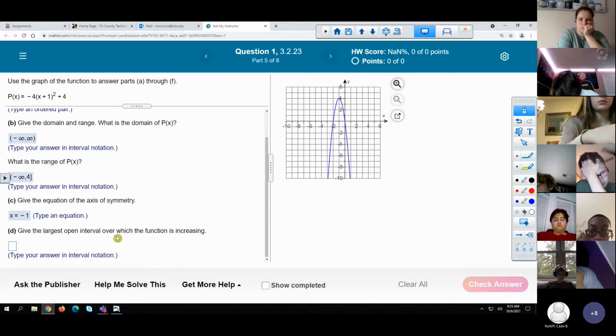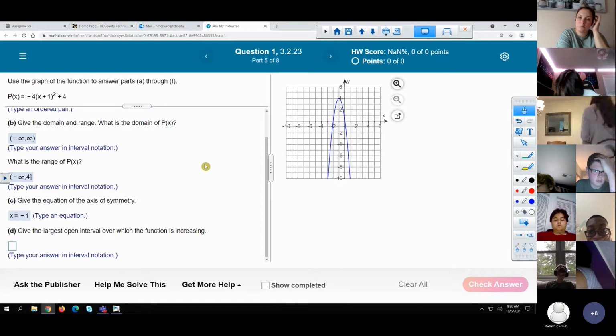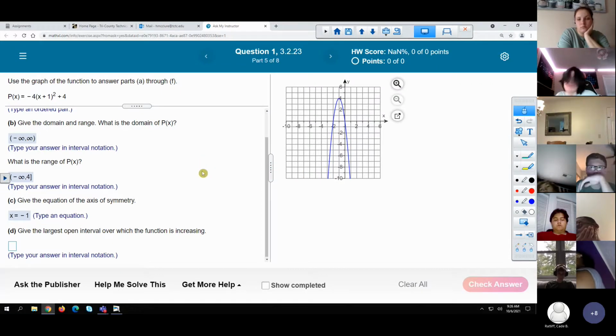Give the largest open interval, which the increasing. We went over all of this in the reason I'm saying that is because a lot of you, when we were doing the completing the square, you were going, why is he doing all this stuff? Well, here's the question right here. This has got everything I went over.